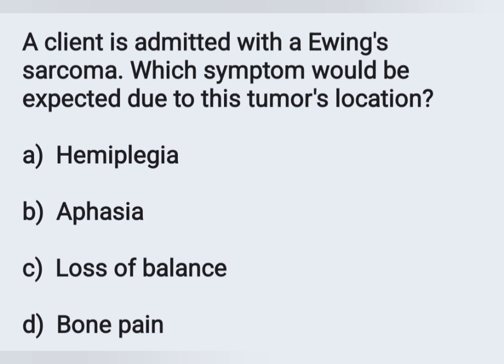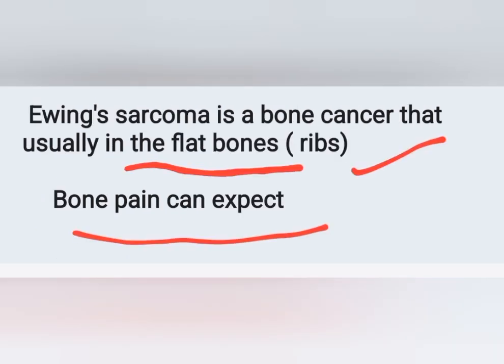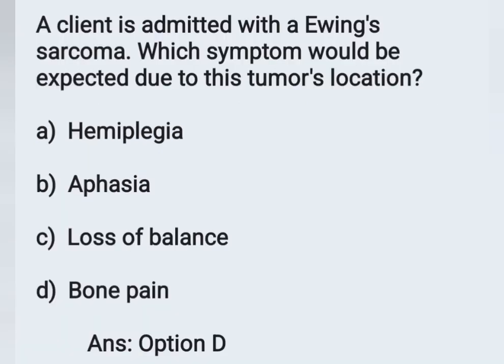Here the diagnosis of the patient is Ewing sarcoma. Ewing sarcoma is a type of bone cancer. It usually occurs in the flat bones, especially like the ribs. So in this case, among our options, bone pain we can expect in a patient with Ewing sarcoma. Hemiplegia will not come, aphasia will not come, loss of balance will not come. The correct answer is option D, bone pain.